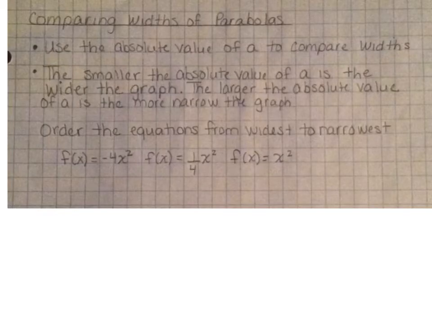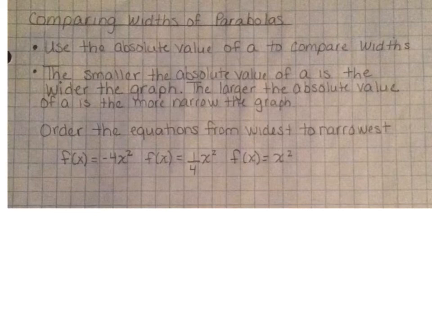Comparing widths of parabolas, we're talking about how wide or narrow the parabola is. Use the absolute value of a to compare widths. The smaller the absolute value of a is, the wider the graph. The larger the absolute value of a is, the more narrow the graph. So that sometimes confuses people. Smaller is going to be wider, and larger is going to be more narrow.